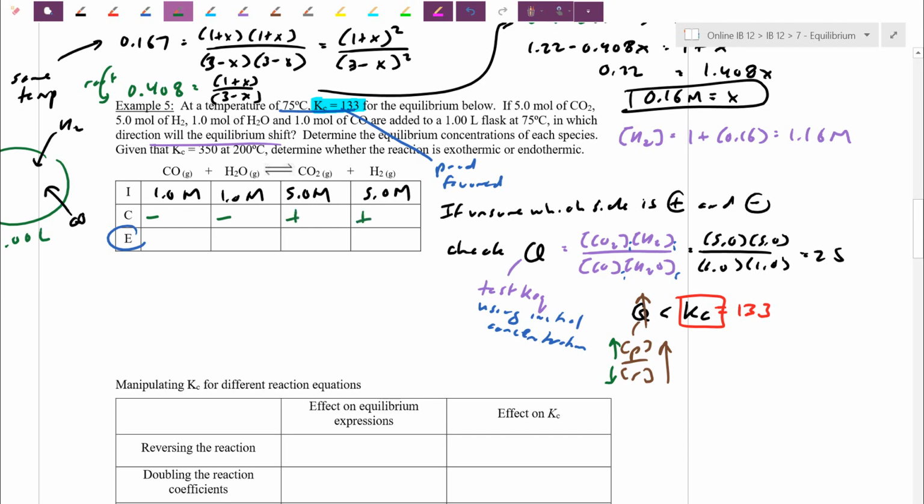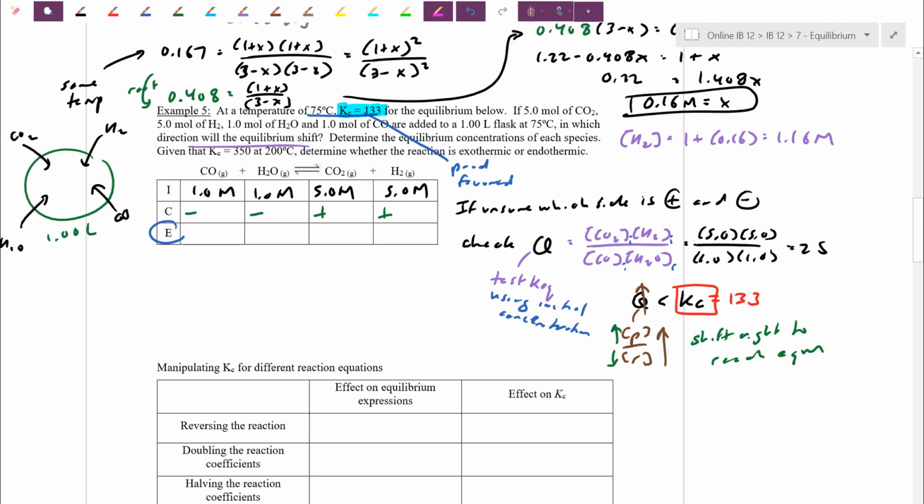Back to my analysis from before: currently as products, yes, you have 5 of each of them, but still not high enough to hit the number that you need. So what direction does it shift towards? We shift right to reach equilibrium. Now be careful, I'm not poking at it, I'm not stressing the equilibrium. It's just that at the beginning, I was not at equilibrium; my ratio was only 25. I need it to get bigger, to 133, before it actually hits KC.